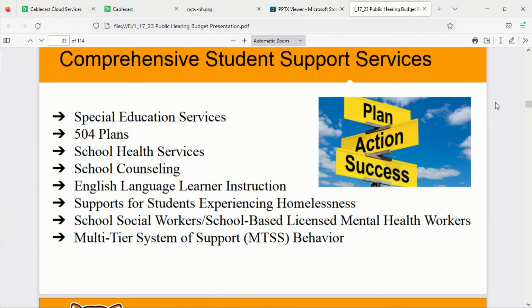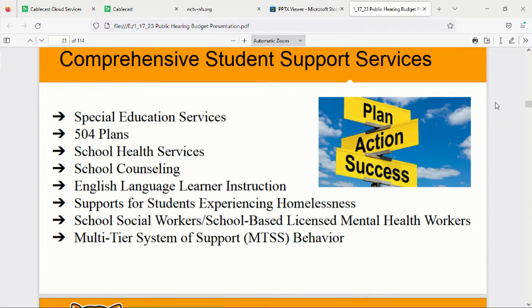Thank you. So I just think it's important when we talk about student support services, a lot of people just think special ed, and so I put up there everything that is encompassed under the student support umbrella. So, special education is a piece of it, but the 504 plans, school nurses, the health services, school counseling, English language learner instruction, homelessness, school social worker, and then our MTSS or behavior support is another piece of it, along with the social emotional learning that Bryn was just talking about. So I think it's important to have that view when we look at student support services.